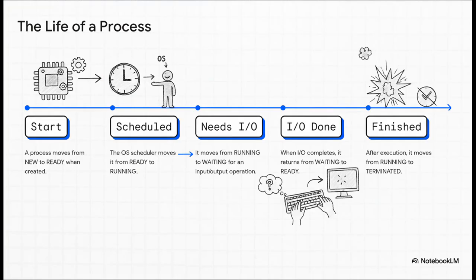So let's follow a process for a second. A program starts, it goes from new to ready. Then the operating system scheduler points at it and says, "You're up," and it moves from ready to running. But it needs you to type something. So it gets moved from running into the waiting state. Once you hit a key, it doesn't just cut back in line, it goes back to ready to wait for its turn all over again. And then finally, once its work is all done, it goes from running to terminated, and poof, it's gone.